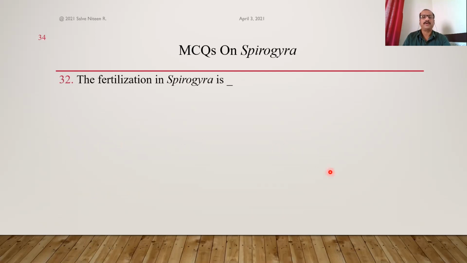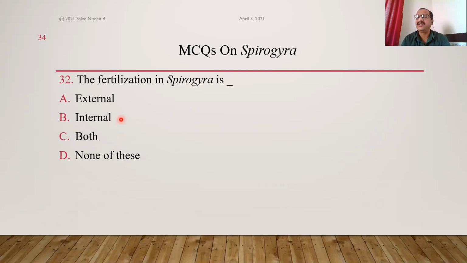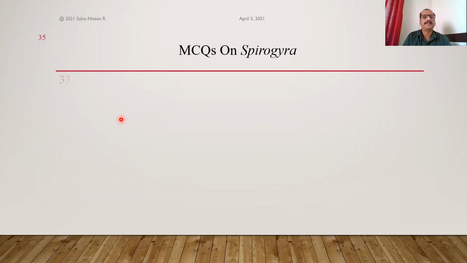The fertilization in Spirogyra is external, internal, or what? So here fertilization is internal, because the gametes are not released outside the plant body. The fusion or conjugation takes place inside the body itself. So fertilization is, of course, internal. B is the correct option.